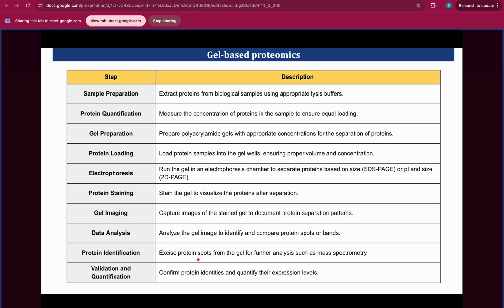We will identify the protein, we will check for the protein spots, and for further analysis we can go for mass spectrometry by obtaining that protein and performing its digestion and following other steps of mass spectrometry. And ultimately validation and quantification steps come up, in which we will quantify the expressions and identify the proteins.